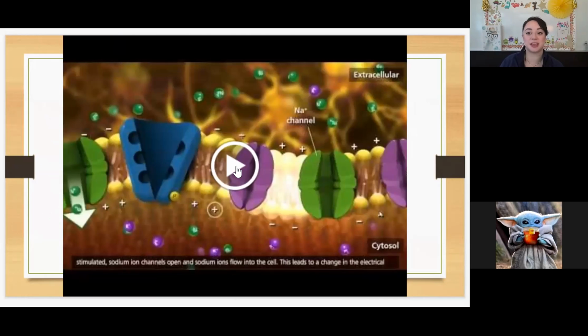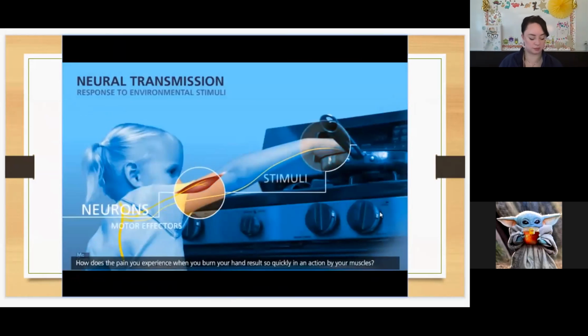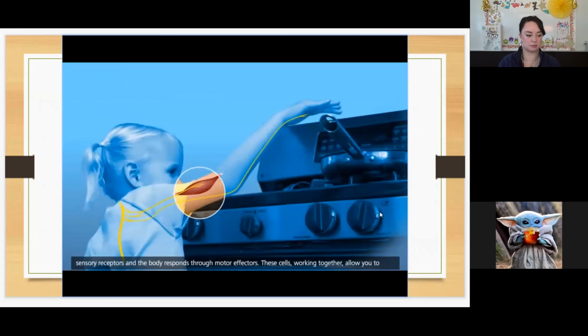Okay. And so here, this video, I thought visually did a really good job of showing what's happening down the axon. How does the pain you experience when you burn your hand result so quickly in an action by your muscles? Many animals respond to environmental stimuli using specialized cells called neurons. A stimulus is detected by sensory receptors, and the body responds through motor effectors. These cells working together allow you to respond very quickly to threats.